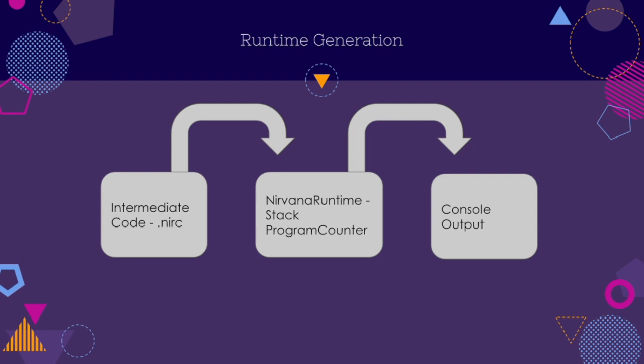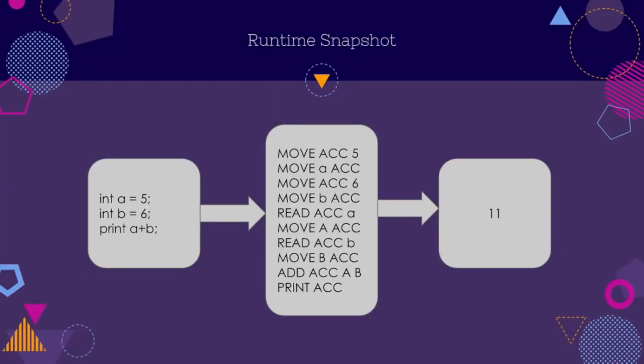The runtime reads the intermediate code instructions line by line as seen in this slide. Initially we have an integer declaration and a print of an expression a plus b. As you can see in the intermediate code, we will move the value 5 to the accumulator and the accumulator value to the variable a. And then we will move the value 6 to the accumulator and move the accumulator value to the variable b.